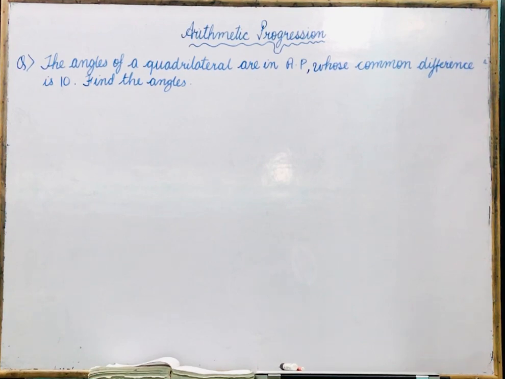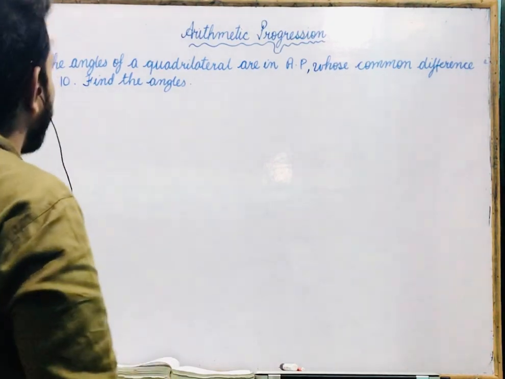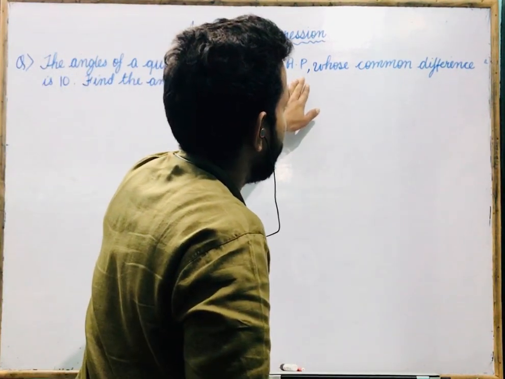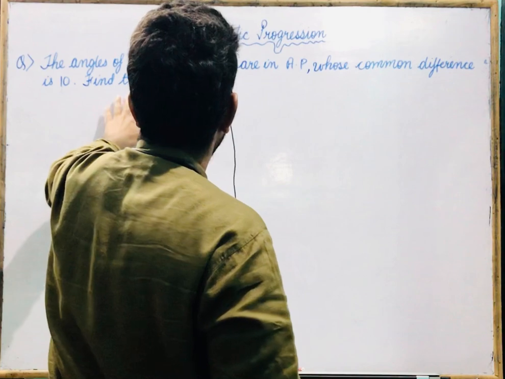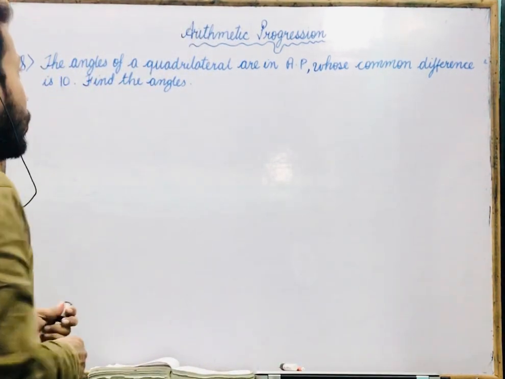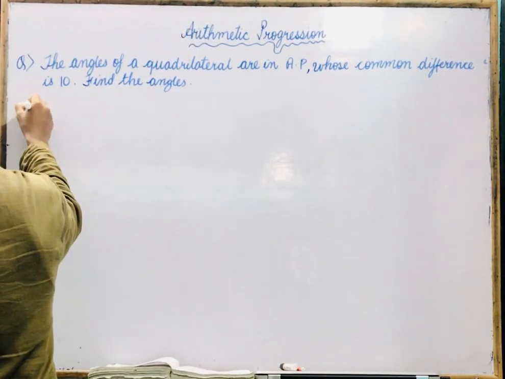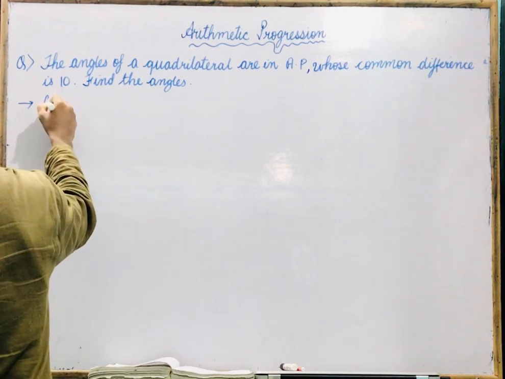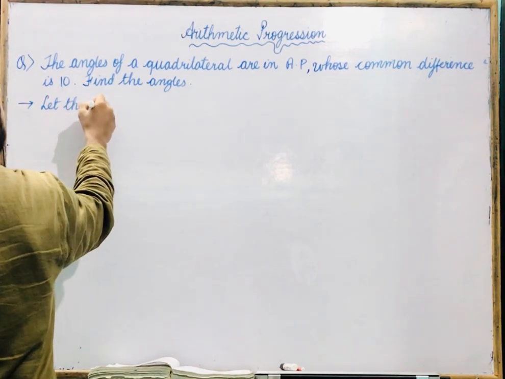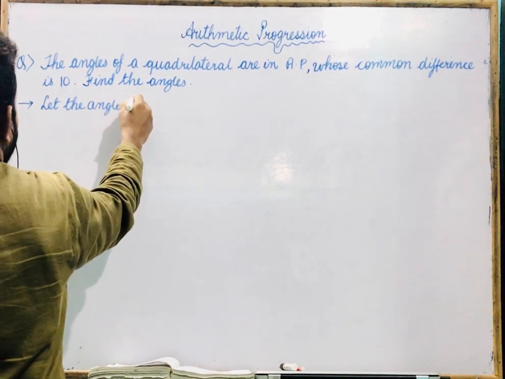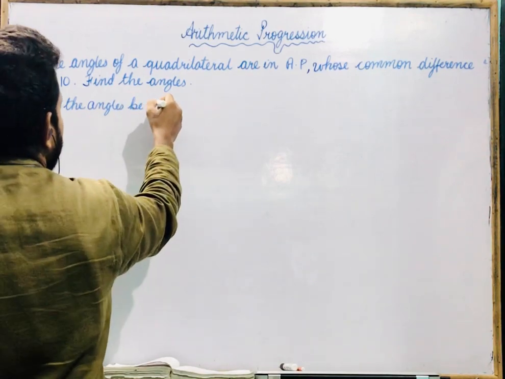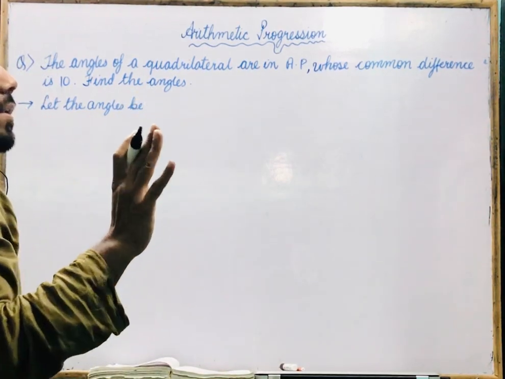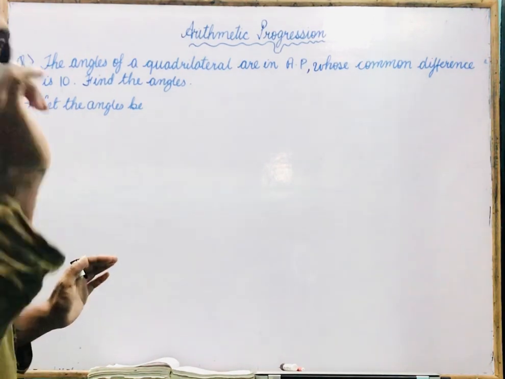But this is wrong. I have said this earlier also. This is an exception. The angles of a quadrilateral are in AP, whose common difference is 10. Find the angles. In a quadrilateral question, you will not be taking the terms as a minus 3d. You will be taking it as, let the angles be.